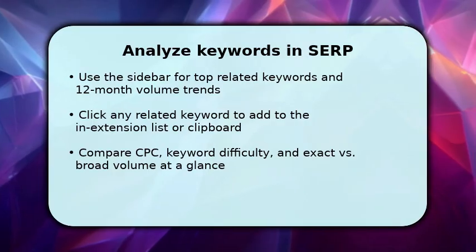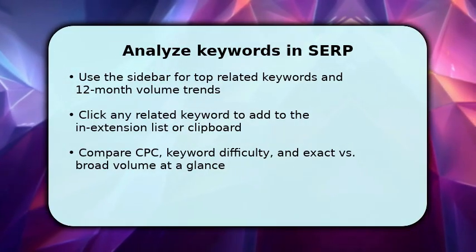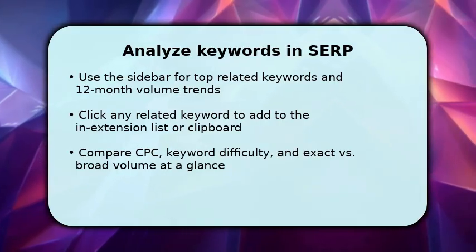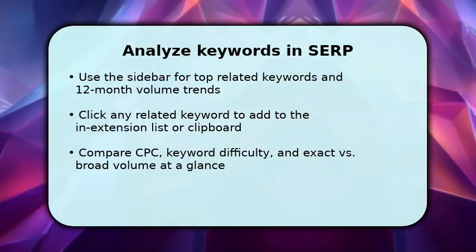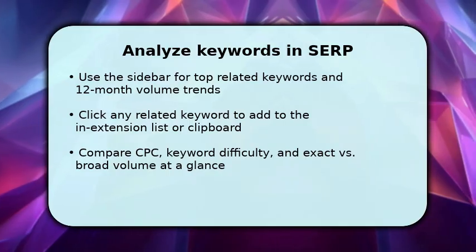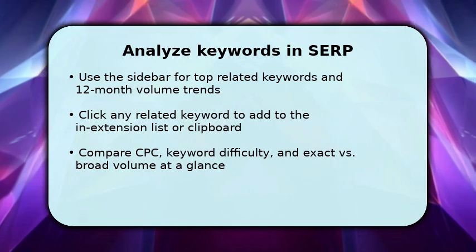Compare CPC and keyword difficulty columns to prioritize terms that match your budget and capacity. Also check exact versus broad volume to fine-tune match types for campaigns or content targeting. This helps decide where you can realistically rank or bid.